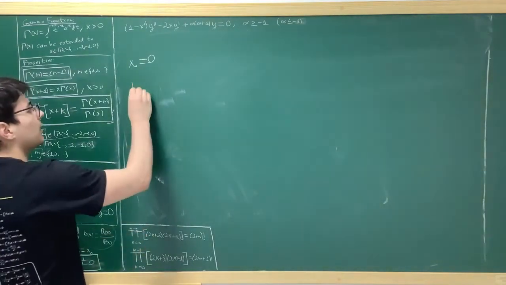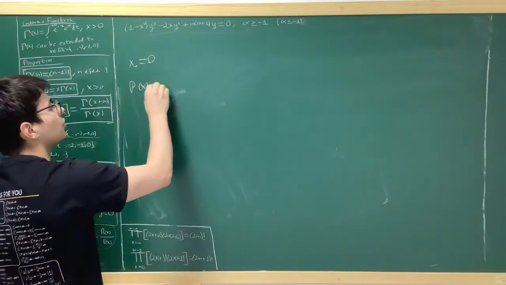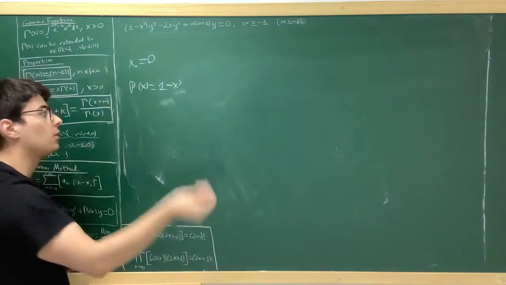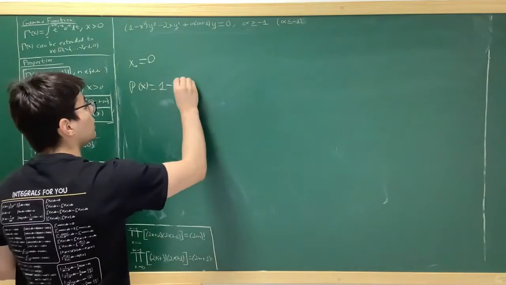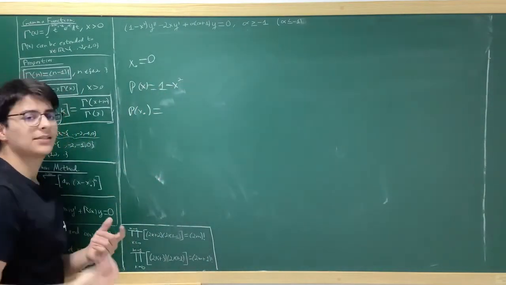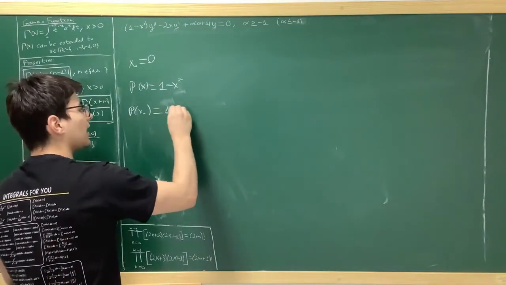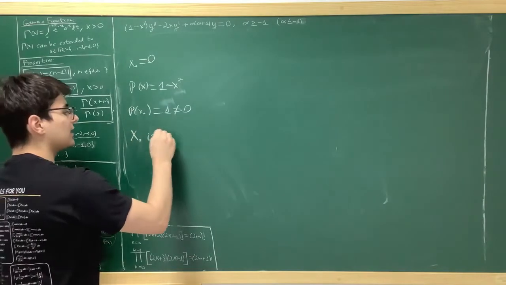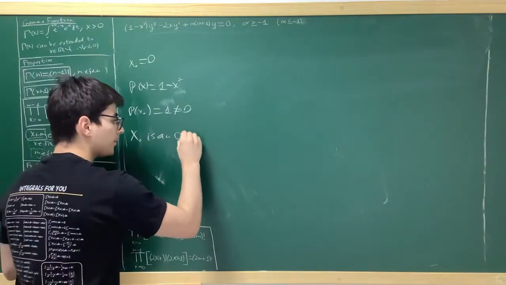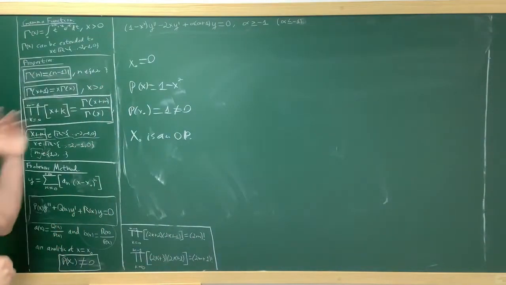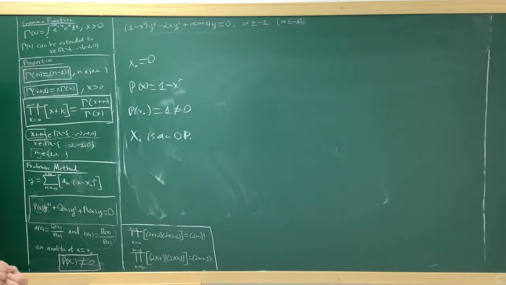Let's just check. In this case, p of x is just 1 minus x squared, right? It is the part that is multiplying y double prime. p of x naught, in this case, is just this evaluated at 0, which is 1. And this is not 0, so x naught is an ordinary point. So we can propose this kind of solution.